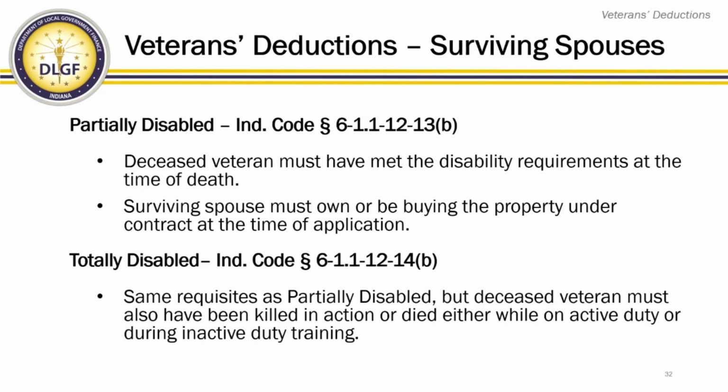A surviving spouse, like with the over 65, is eligible to receive both of these deductions, provided that, A, the deceased veteran must have met the disability requirements at the time of death. The surviving spouse must own or be buying the property under contract at the time of application. But also with the totally disabled deduction, the deceased veteran must also have been killed in action or died either while on active duty or during inactive duty training. So that's an additional qualification that needs to be met with the totally disabled deduction. Next.